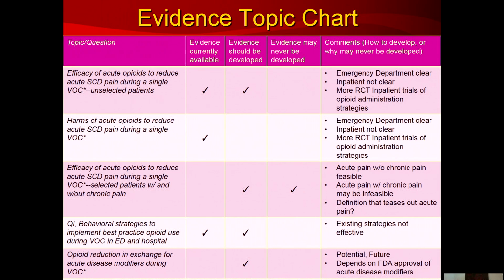And by that I meant that the emergency department evidence is the strongest, the analgesia within 30 to 60 minutes of arrival, whereas the inpatient evidence is less strong. We need more randomized controlled trials of inpatient strategies for administering opioids. Variables could include oral versus parenteral, time variability, etc.